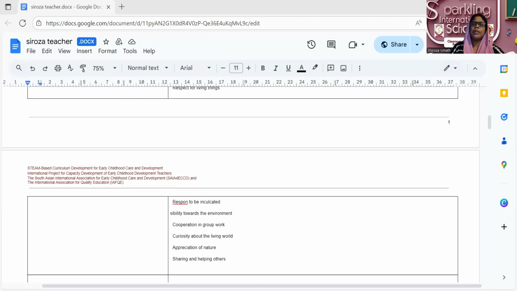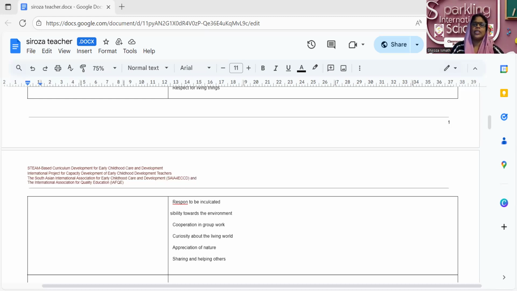Before I explain my lesson plan, I would like to highlight the values of my lesson plan. Respect for living things: learning not to harm plants, animals or small creatures. Responsibility towards the environment: they understand that all living things depend on a clean environment.